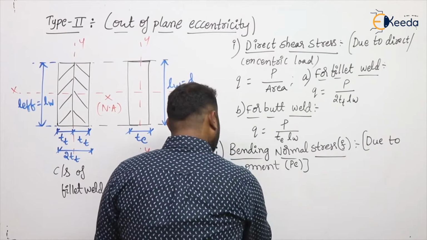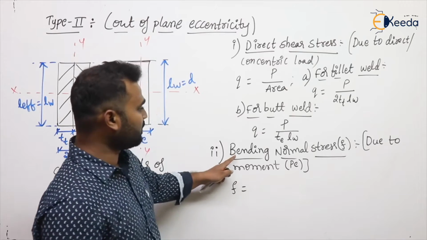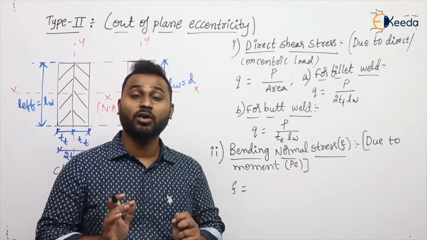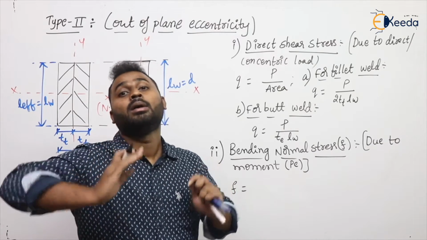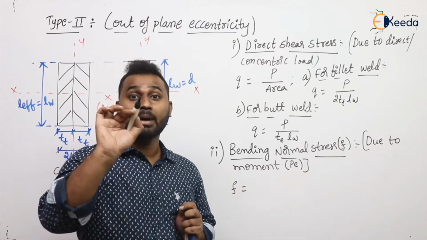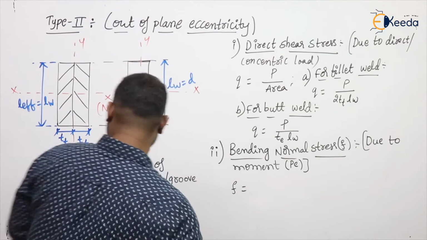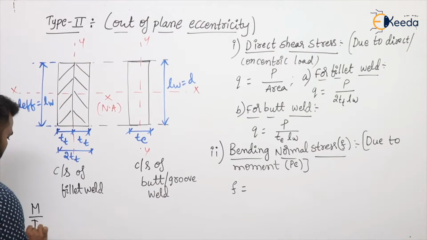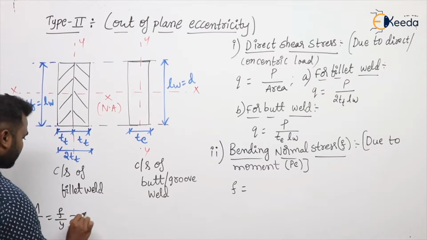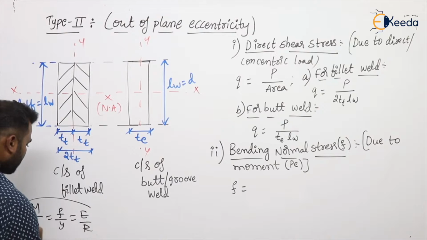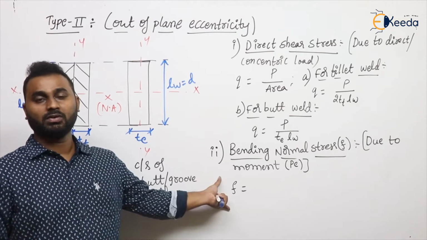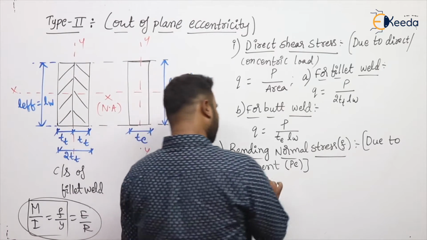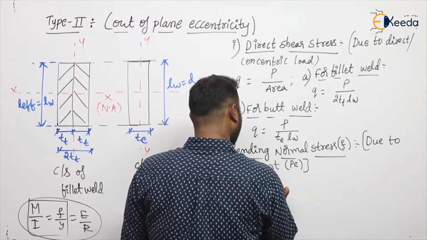Now, for calculating bending normal stress f, we make use of the famous formula we have studied in strength of materials. What is that formula? We have studied in the simple theory of bending, that is M upon I is equal to f upon y is equal to E upon R, right? By making use of the first two terms in this formula, we'll calculate the bending normal stress here. Now what is that formula? M upon I into y, right?